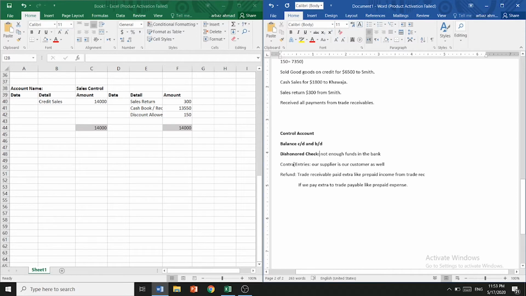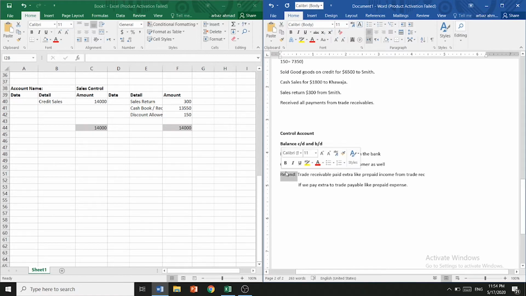Then a contra entry is something like when we are buying something from our supplier and our supplier is also our customer. Let's say we are in the water business, making water bottles. If we are buying plastic bottles from a company, that company is also buying the water bottles from us when we have the final product. That is called a contra entry.